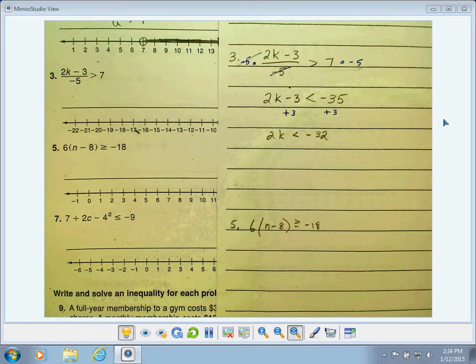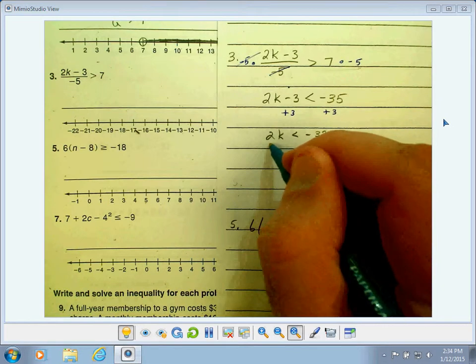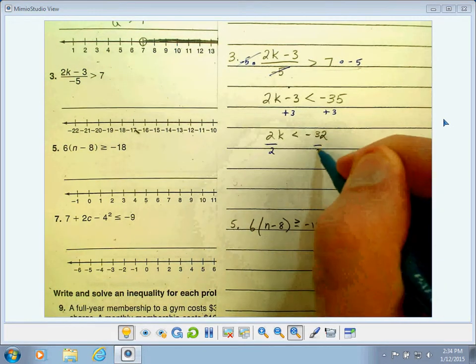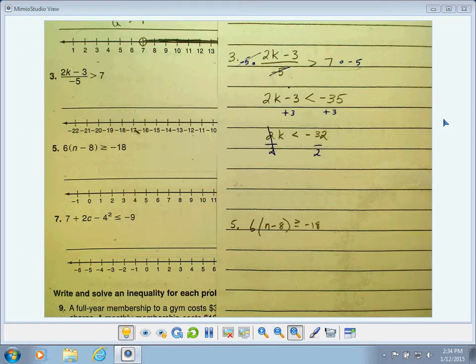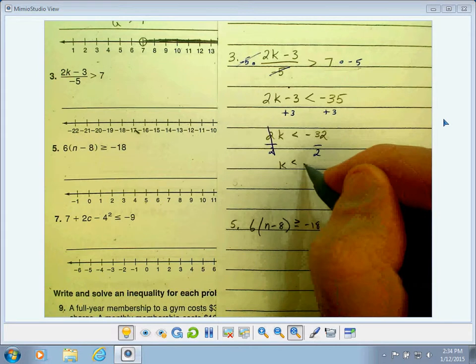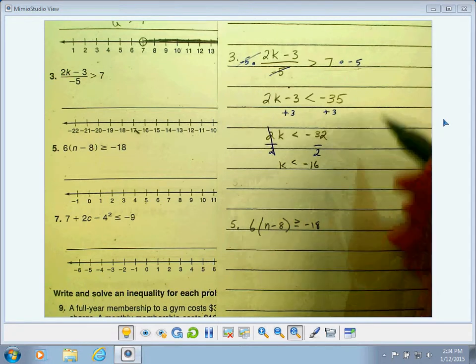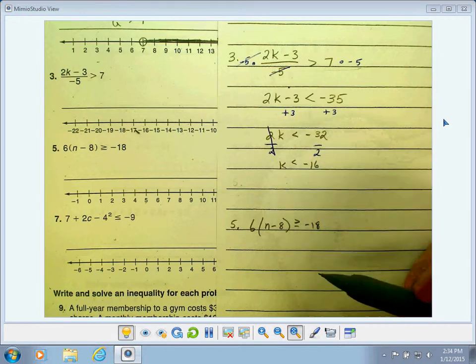And then the last step of that problem is I need to get rid of that 2 times k. I want to divide everything by 2 so that the 2's will cancel, and I'll finally get k by itself. K will be less than or equal to negative 16. 32 divided by 2 is 16, and since I only have one negative, it'll stay negative.